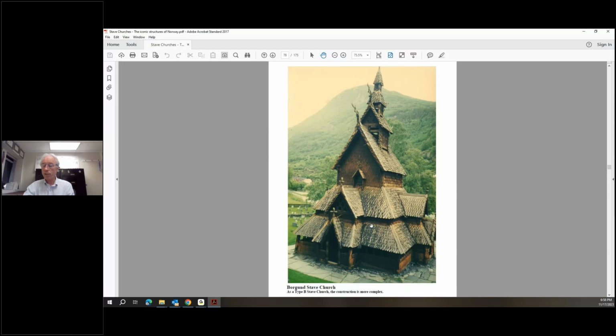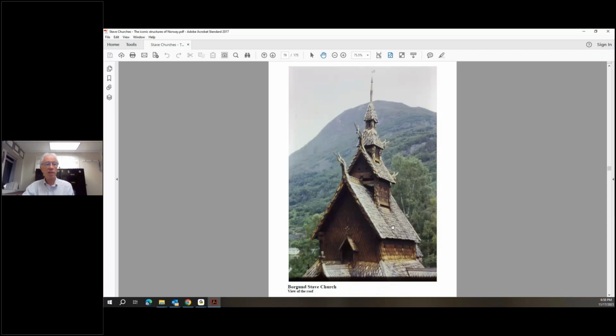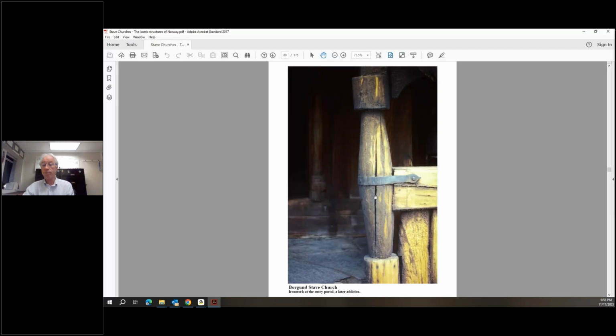Okay, this is Borgund, very beautiful. The wood is very dark because of the preservative treatment that they use. You've got these really cool depictions of stylized dragons' heads. You also have crosses. There's no mistake that this is a church. And you've got these individual shingle siding compared with planks. We do see some metal work, but it's sparse.